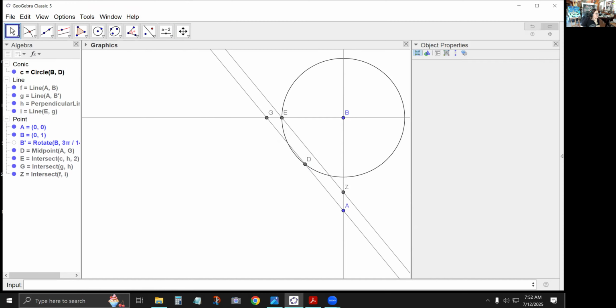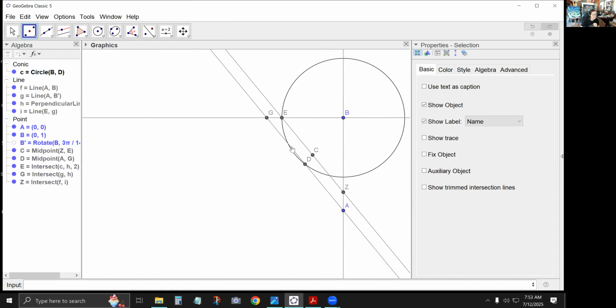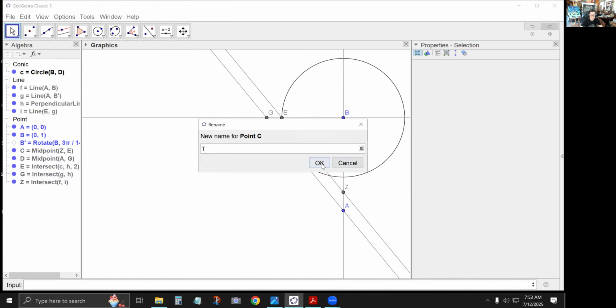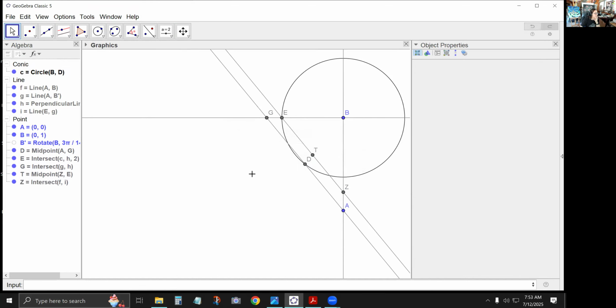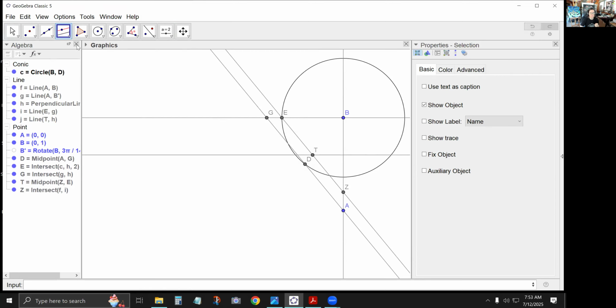So next we want to draw a line TI parallel to BE. Well, we have to construct point T first, and the translation doesn't tell us how to do that, but it happens to be the midpoint. So there's a lot of stuff in this translation that we kind of have to just figure out. So let's rename this point T. All right, so TI parallel to BE. So parallel line through T, parallel to BE.